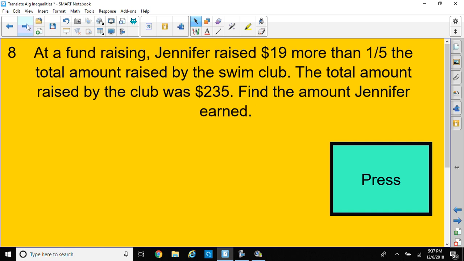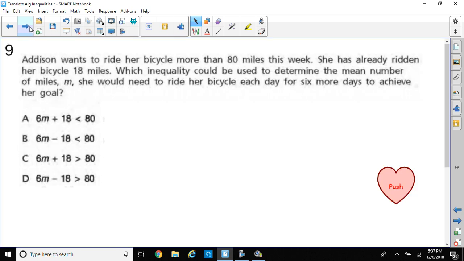Jennifer raised $19 more than 1/5 of the total amount raised by the swim club. The total amount raised by the club was $235. Find the amount Jennifer raised. That's a good question. I'm going to leave that for you. I want to get to one of these questions that deals with the state. Let's see. Oh, that's a good one. Determine the mean number of miles. So we'll leave that for in class.